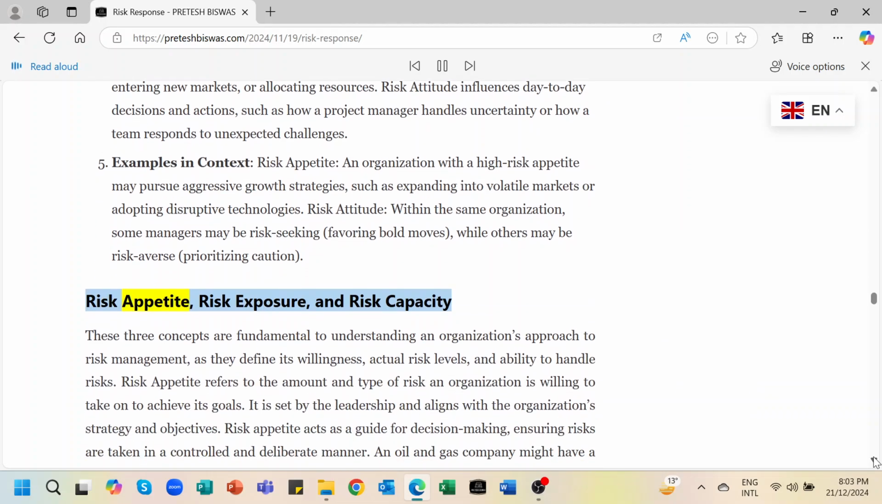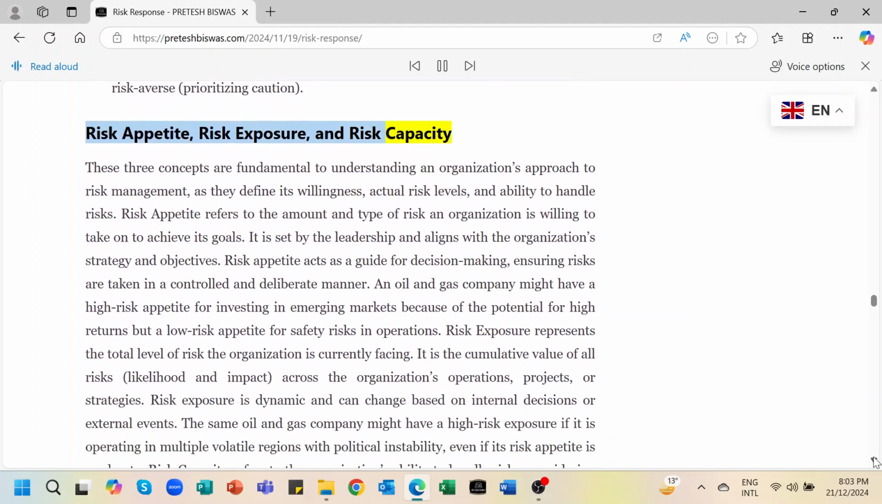Risk appetite, risk exposure, and risk capacity. These three concepts are fundamental to understanding an organization's approach to risk management, as they define its willingness, actual risk levels, and ability to handle risks. Risk appetite refers to the amount and type of risk an organization is willing to take on to achieve its goals. It is set by the leadership and aligns with the organization's strategy and objectives. Risk appetite acts as a guide for decision-making, ensuring risks are taken in a controlled and deliberate manner.